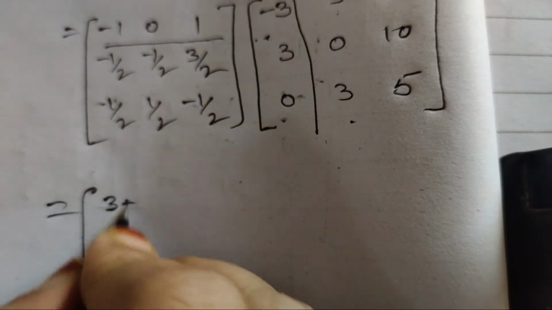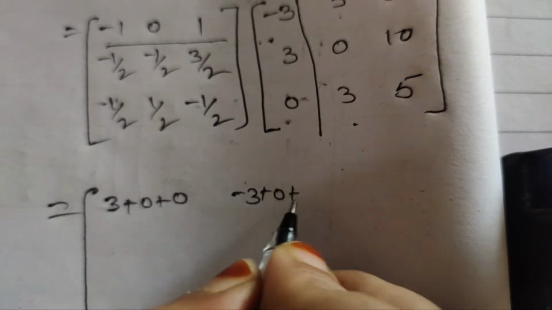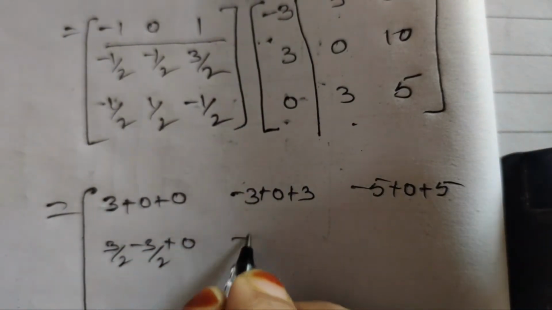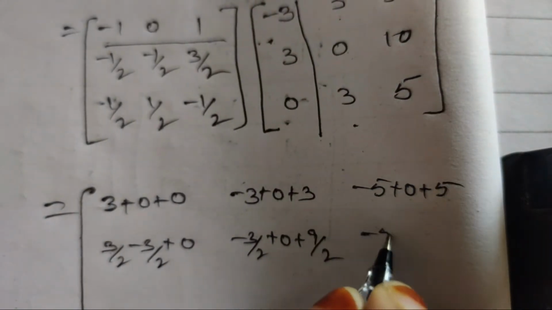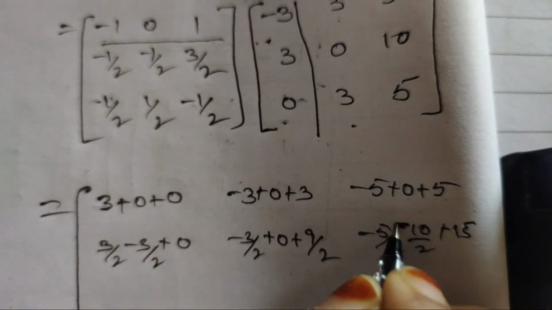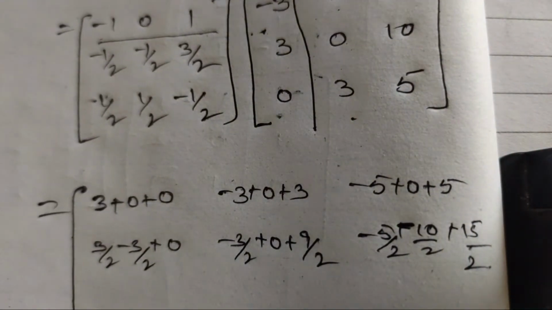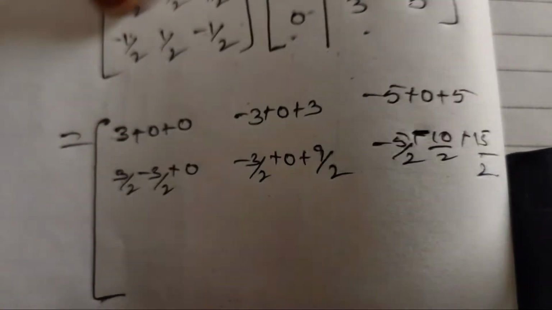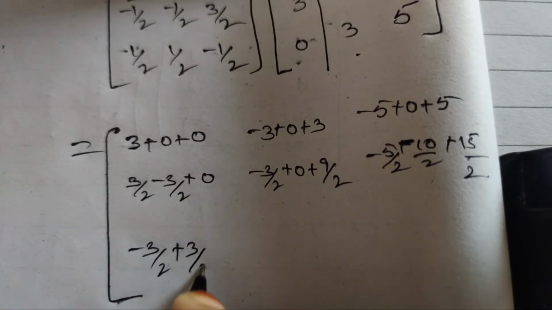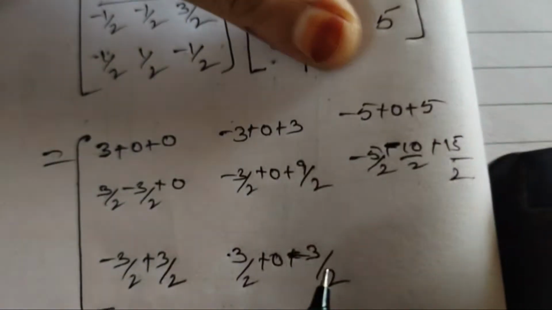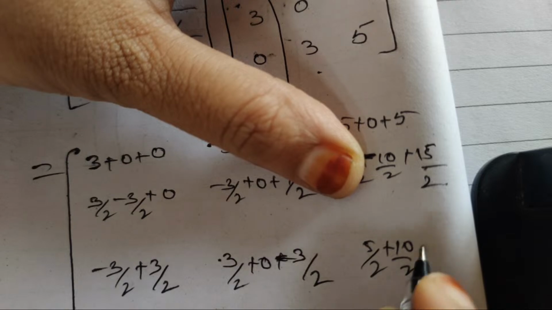Then after getting this matrix, you have to do the matrix multiplication with these two matrices, rows into columns, and we obtain 3 plus 0 plus 0, minus 3 plus 0 plus 3, minus 5 plus 0 plus 5, 3 by 2 minus 3 by 2 plus 0, minus 3 by 2 plus 0 plus 9 by 2, minus 5 by 2 plus 10 by 2 plus 15 by 2. Next, for the last row, minus 3 by 2 plus 3 by 2, which is equal to 0. Next will be 3 by 2 plus 0 minus 3 by 2.